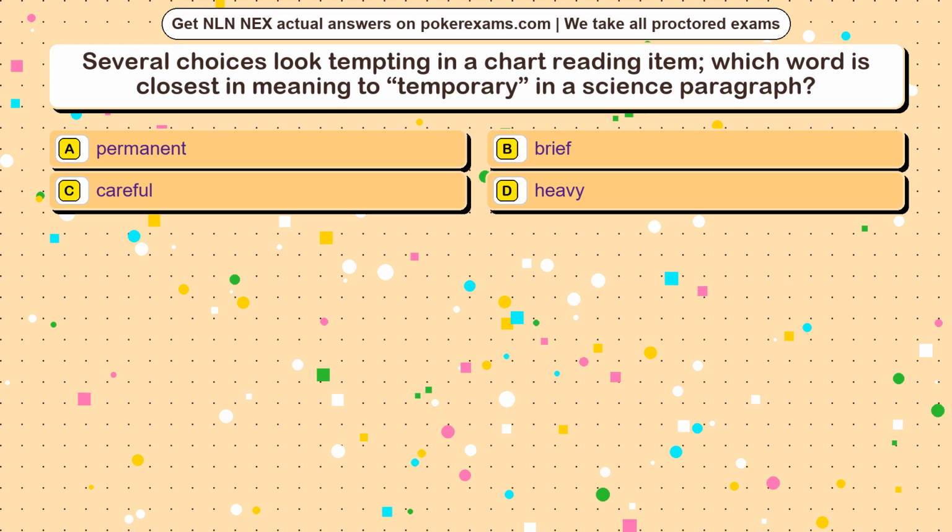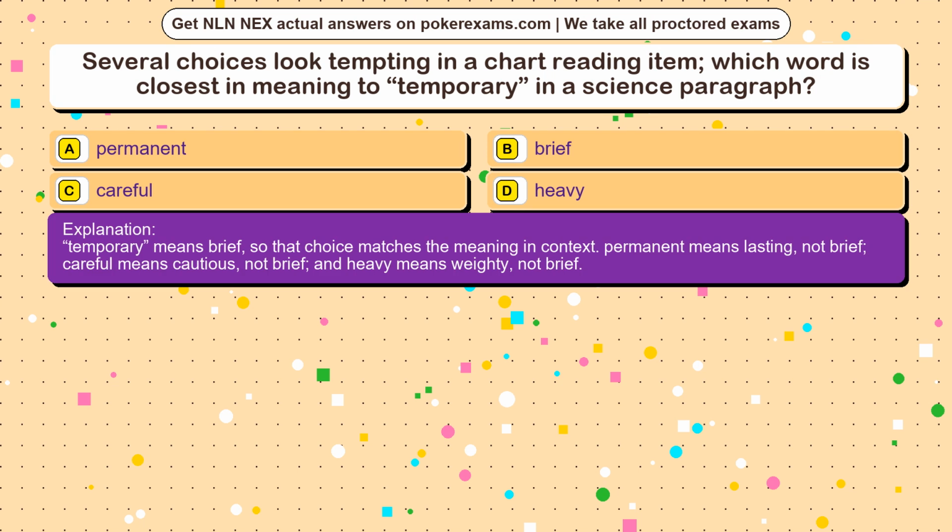The correct answer is option B. Temporary means brief, so that choice matches the meaning in context. Permanent means lasting, not brief. Careful means cautious, not brief. And heavy means weighty, not brief.